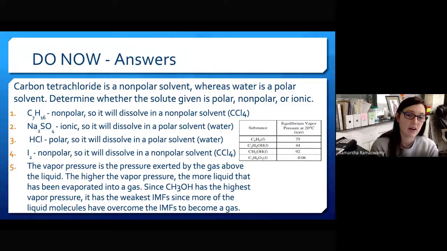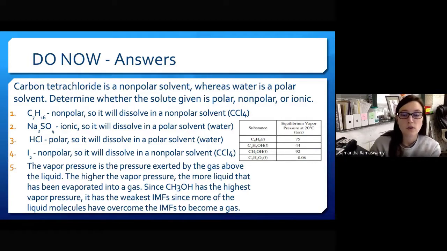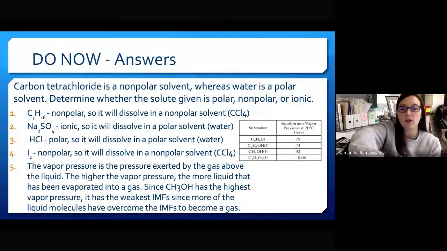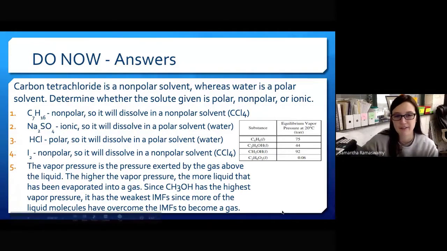For number 3, HCl, that's a polar substance, so it will dissolve in a polar solvent. HCl exhibits dipole-dipole forces. Yes, water will hydrogen bond, but in terms of HCl, it will just exhibit dipole-dipole forces with water. Then number 4, I2, that's nonpolar. So it will dissolve in the nonpolar solvent, which is CCl4. So 1 and 4 are CCl4, 2 and 3 are H2O. Now, you didn't have to write all of this information. I just wanted to make sure that it was here on the slide in case you needed to go back and reference it at all.